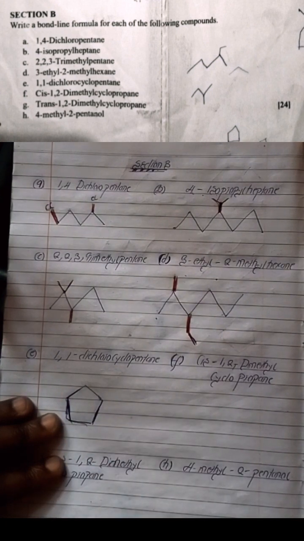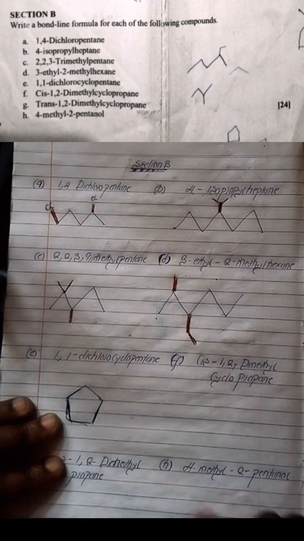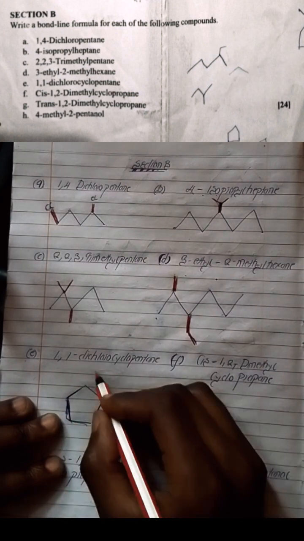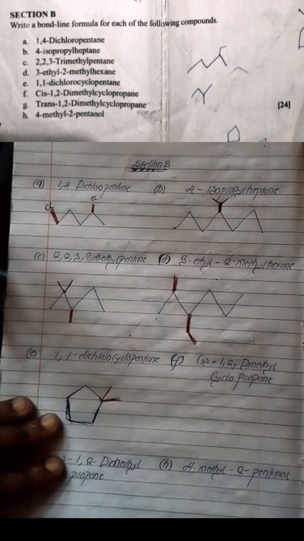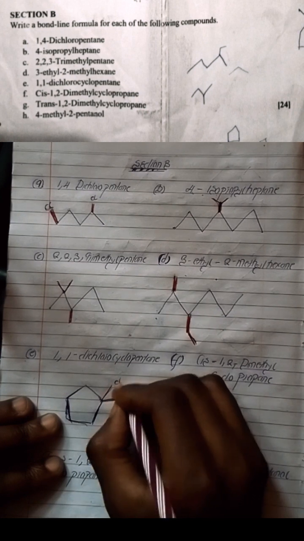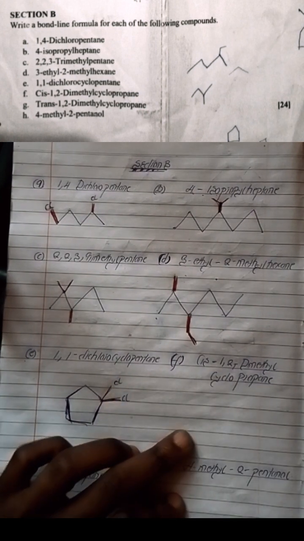And then what are they telling us? They're telling us at position 1. So position 1 can be any position I choose for it to be. There are 2 chlorine groups. Therefore, your compound is drawn.